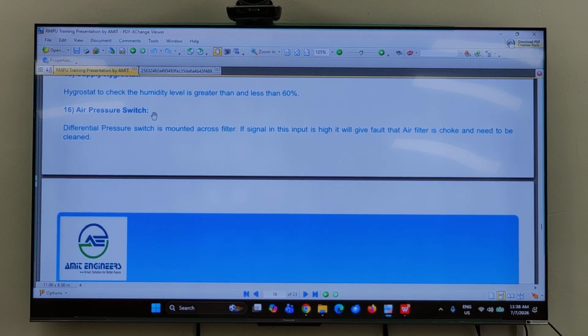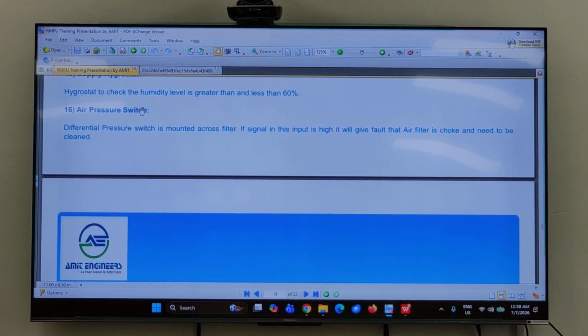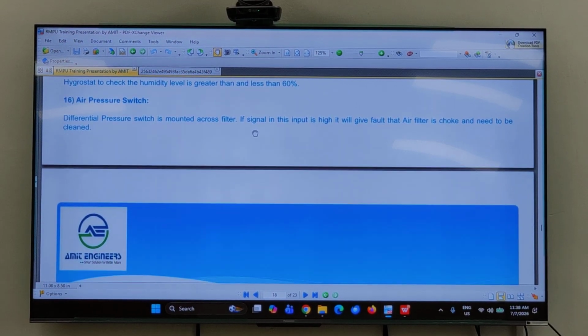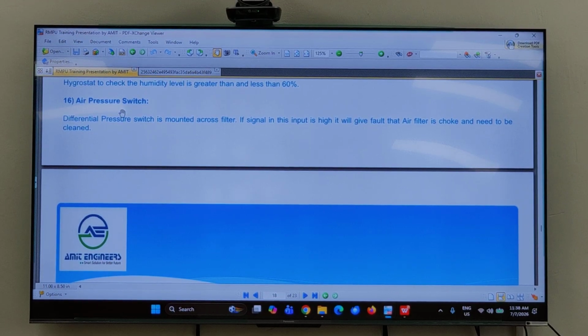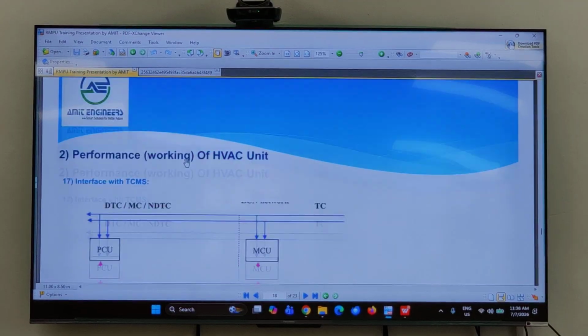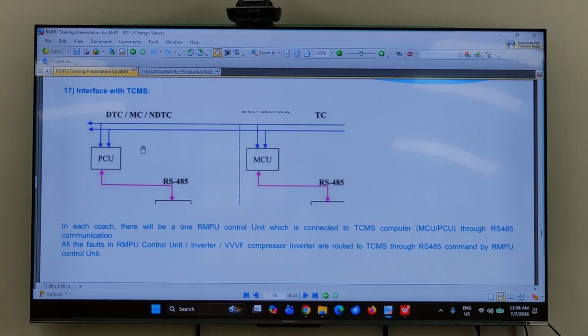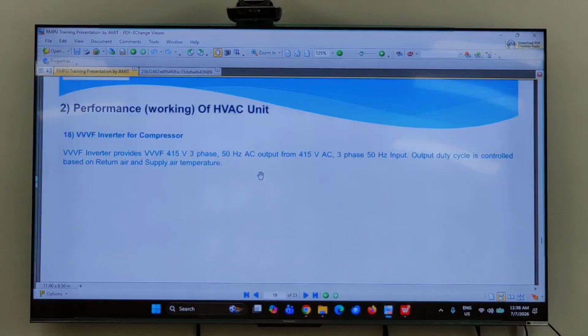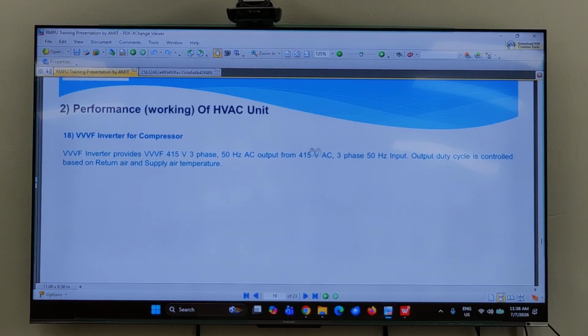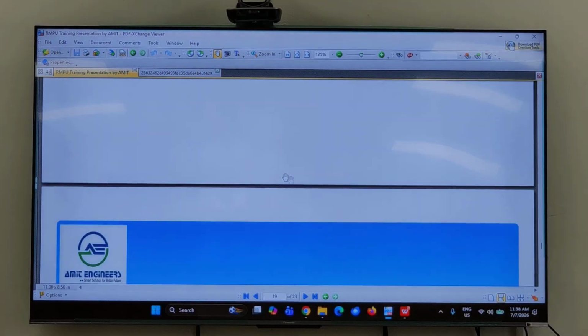Then air pressure switch, that is differential air pressure switch. It is used to measure whether the filter is choked or whether the filter is free. So for that only we are using this differential air pressure switch. Then RFQ will be communicating with DCMS as usual for feedback, and DFD compressor we are using for that.